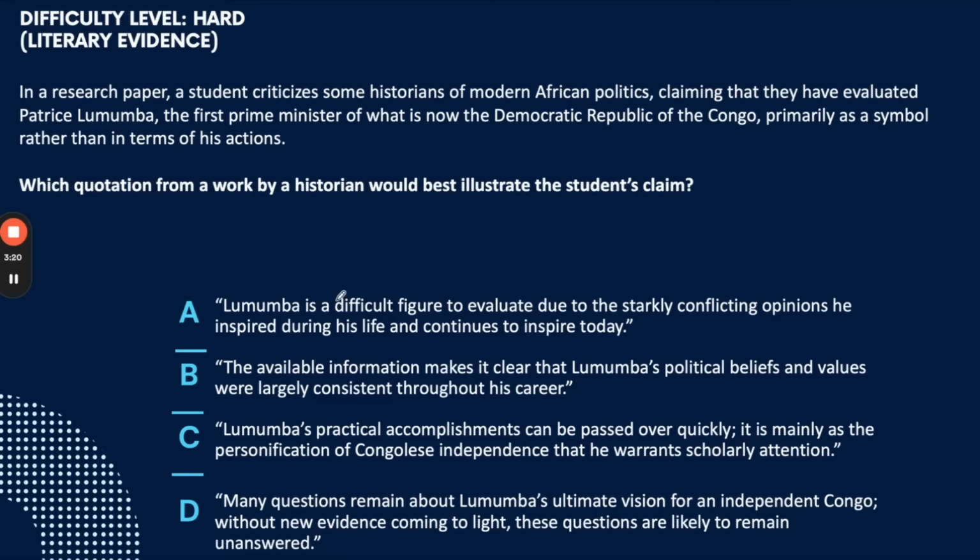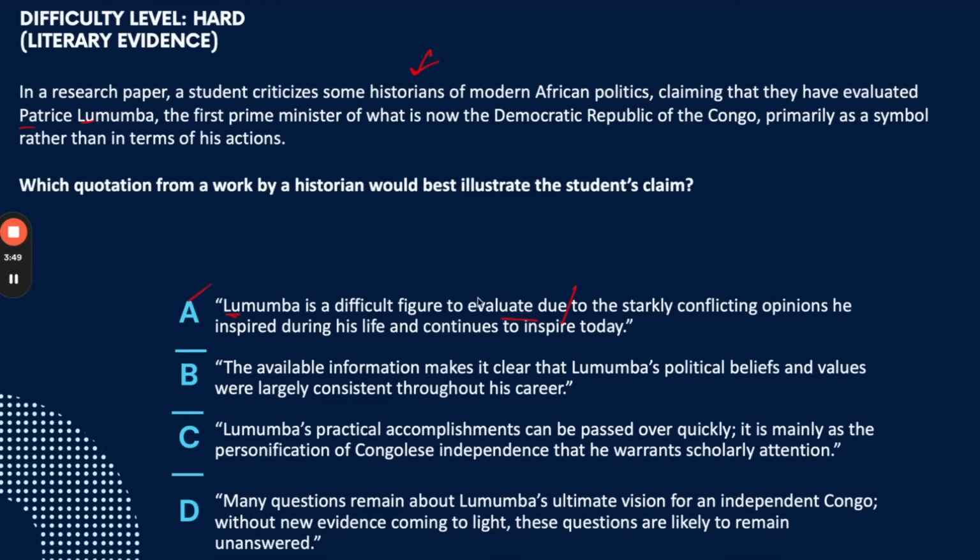Now, I will stop here itself. When I'm reading this particular option, I'm going to take a pause here. L is a difficult figure to evaluate. Now, is the claim about him being a difficult figure to evaluate? The claim is more about the historians not considering PL's practical actions, right? They're not considering his practical actions.